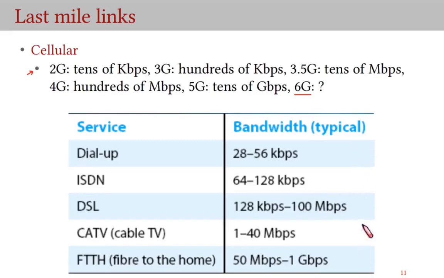On the wired side, the bandwidth ranges from tens of kilobits per second to a few gigabits per second. Dial-up and ISDN are of historical interest. Back in the days, they used to give from tens of kilobits to hundreds of kilobits per second. DSL gives up to 100 Mbps, and cable can give up to tens of megabits per second. And as we have discussed before, fiber is capable of delivering up to a few gigabits per second.